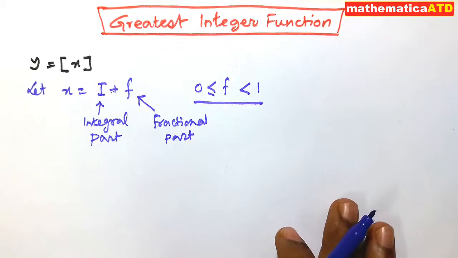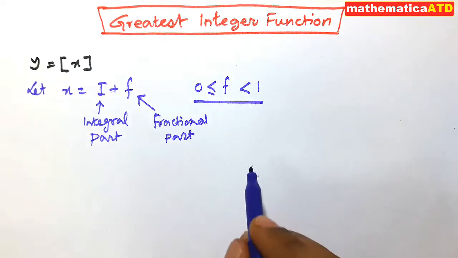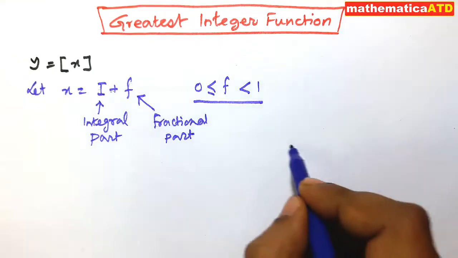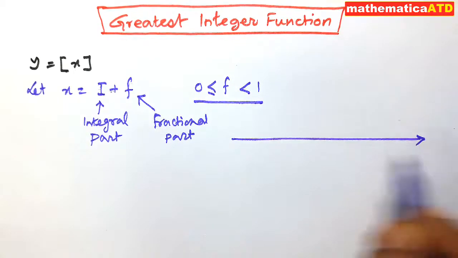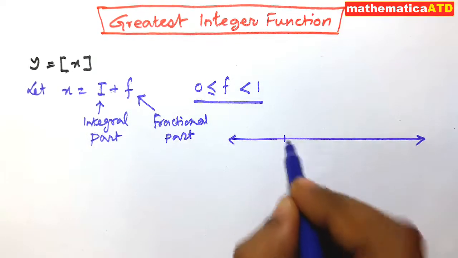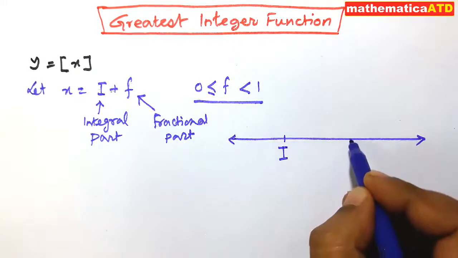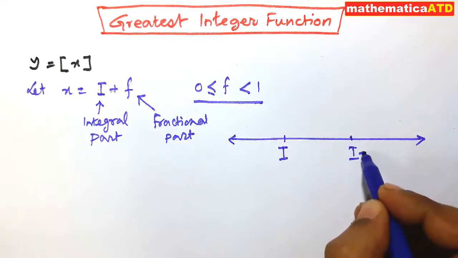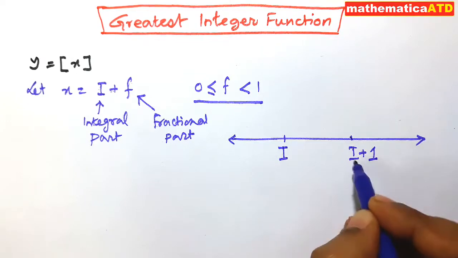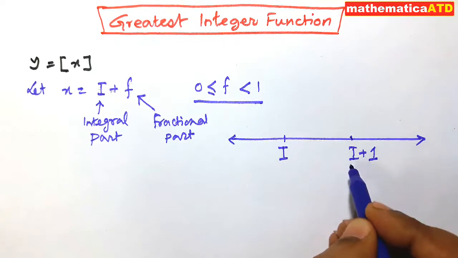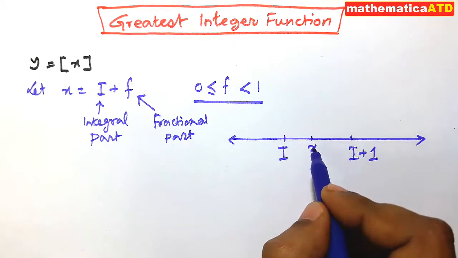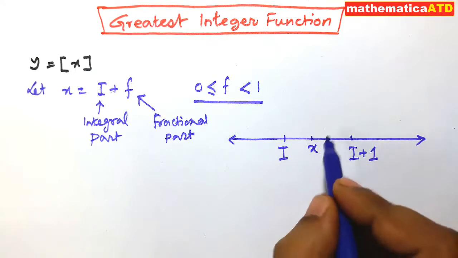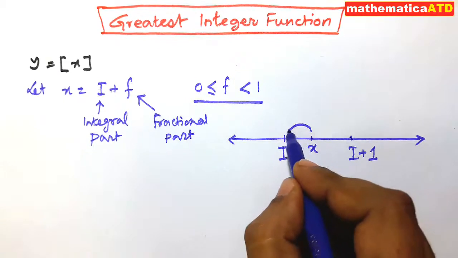As for example, we consider two consecutive integers, respectively I and I plus 1. So this is a number line, and on this number line there are 2 points, I and I plus 1. If a value x lies between these two consecutive integers, then its integral part, that is the greatest integer part, will be I.